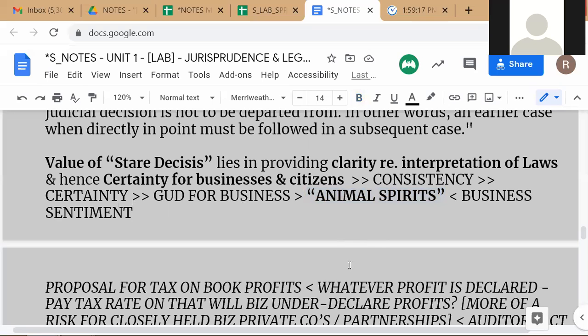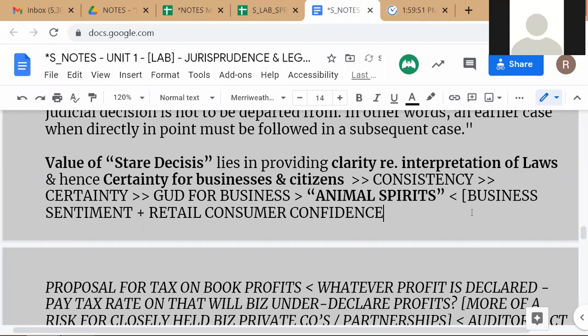There's a term called animal spirits, which basically refers to business sentiment. Maybe not just business sentiment, but also retail consumer confidence. I should mention this because in many countries, like the US, such a big economy, the biggest economy, consumer spending is around two-thirds of the whole economy. So animal spirits relates to both business sentiment and consumer confidence.